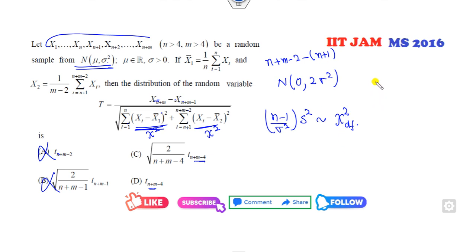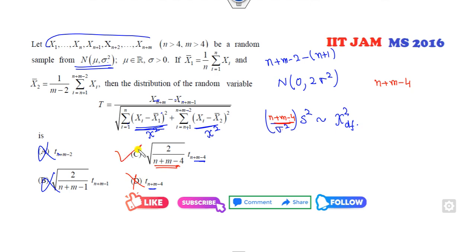Fine. Now I prove that the degree of freedom will be here. So this number is basically the degree of freedom. So I can say n plus m minus 4. Sigma square will be my sigma square. So you can see n plus m minus 4 must be there.